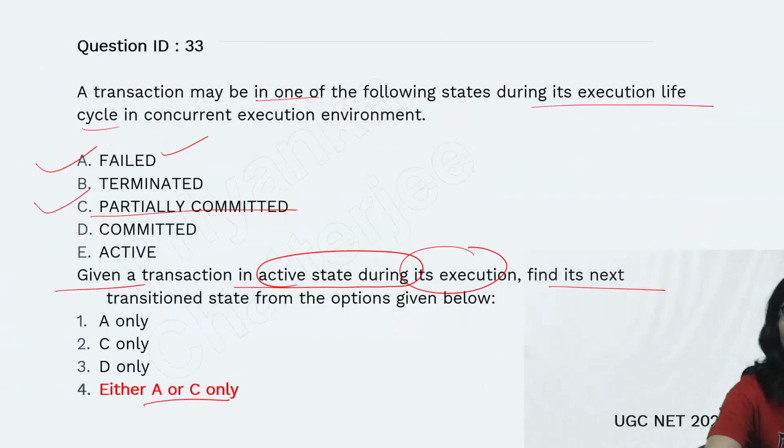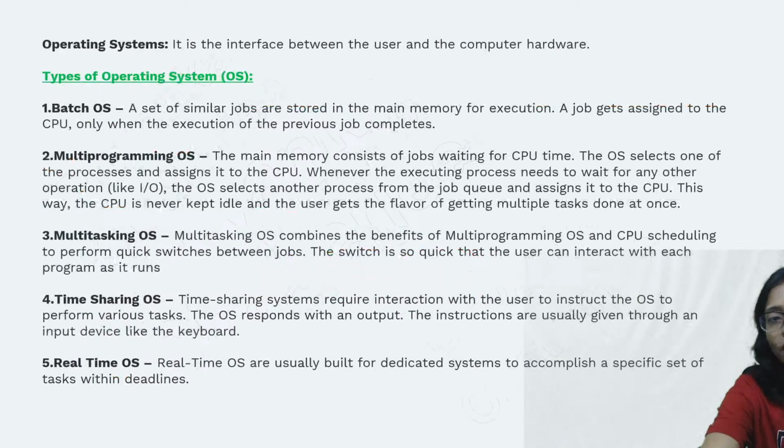Why not B? Why not B? Means option 2, only C. It can fail also. It was active but it can fail also. Okay, you are telling only C. It can be partially committed but it can fail also. You have to think about all possibilities.